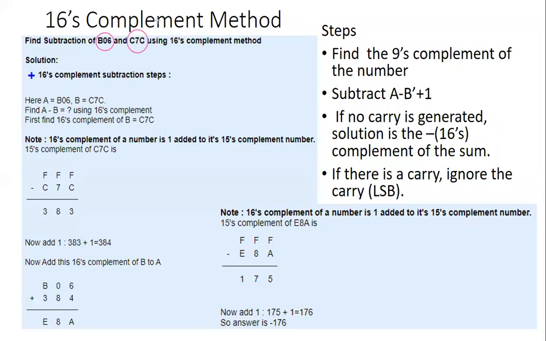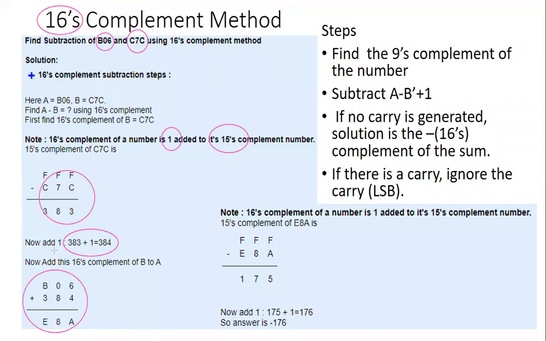What we have to do? We have to take the 16's complement of the second number. How do I take the 16's complement of the second number? First you have to take the 15's complement, then you have to add 1. So first I take the 15's complement, then I add 1. First step is over. Now the next step: you have to add the first number with the 16's complement of the second number.